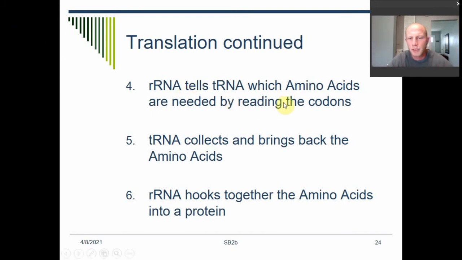These are needed by reading the codons. You're like, what the heck's a codon? Well, I'll tell you. tRNA collects and brings back the amino acids. The rRNA, remember, it's just the ribosome, hooks together the amino acids into a protein.